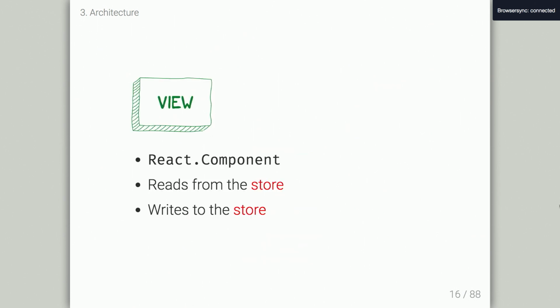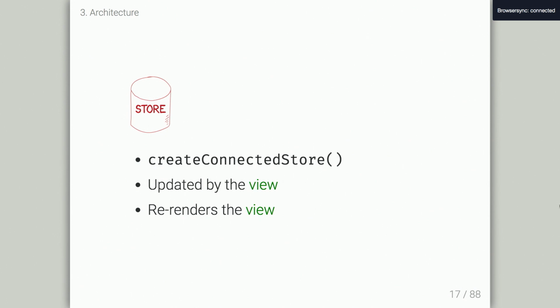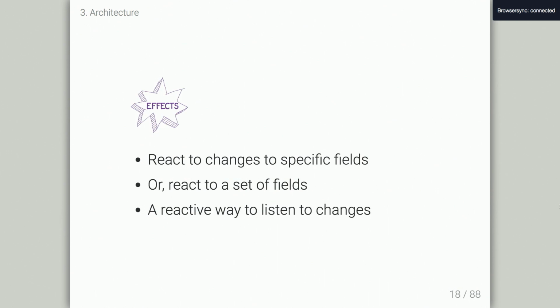Okay, so the view, it's a React component, reads from the store, writes to the store. The store, you create it using this API called createConnectedStore. And then effects, it's powered by RxJS. And it's a way to react to changes to specific fields. So if you ever used Angular and you use scope.watch, or if you've used Object.observe or Rx observables, it's like that.